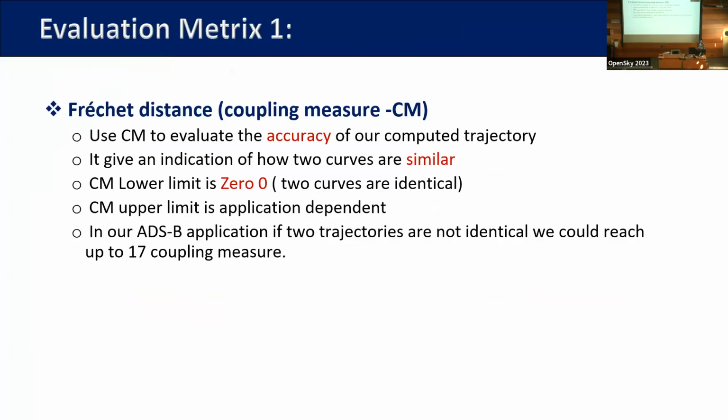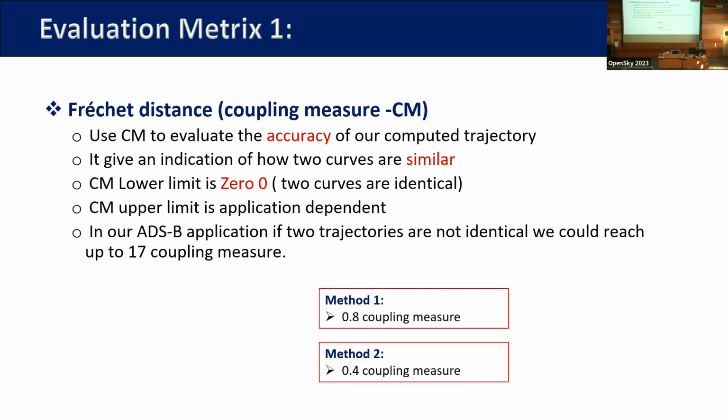For evaluation, we use 2 methods. The first method is the Fréchet distance. Basically, Fréchet distance compares whether 2 curves, here 2 trajectories, are similar to each other or not. 0 means they are identical, and there is no maximum for the Fréchet distance; it depends on the application. In our scenario, we tested 2 trajectories from 2 different aircraft, and it went up to 17 coupling measurements. For method 1, we got 0.8 coupling measurement. For method 2, it improved to 0.4 coupling measurement. Still, they are okay, but still not nice.